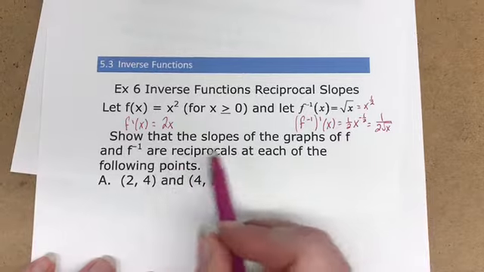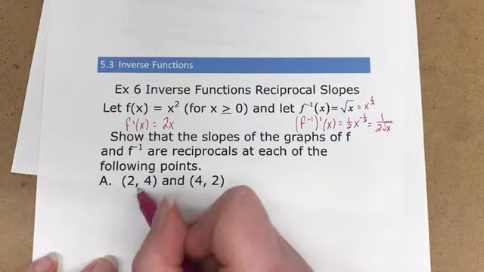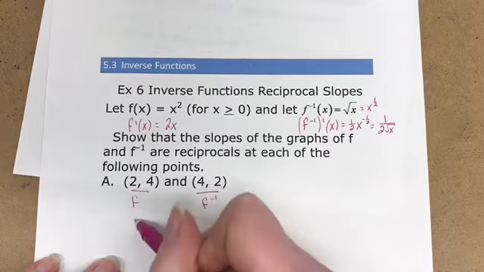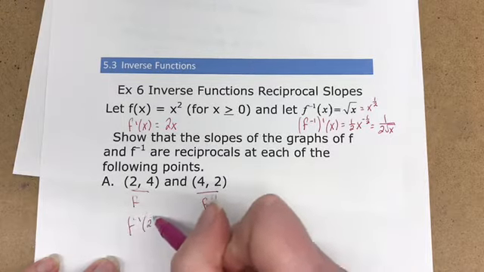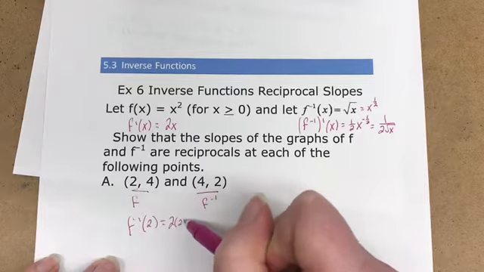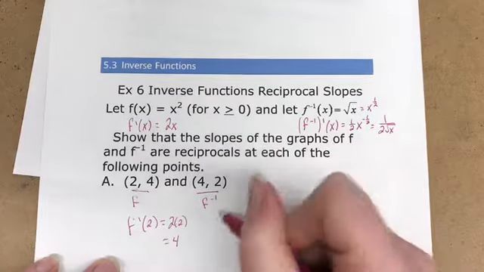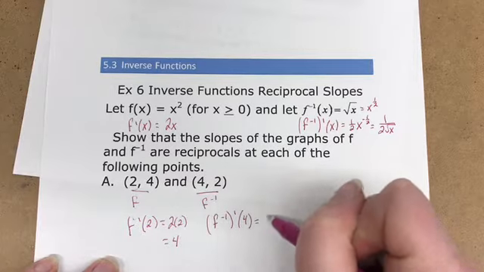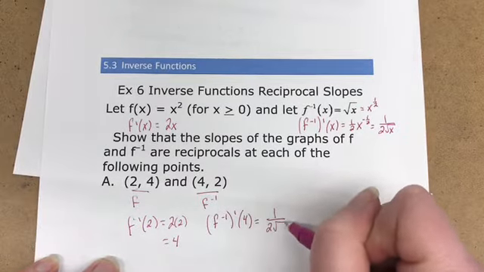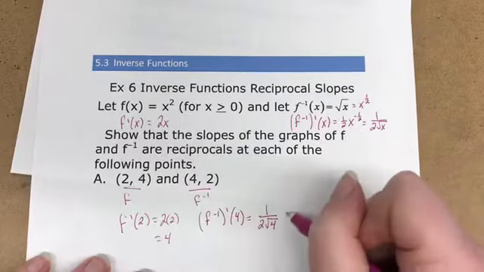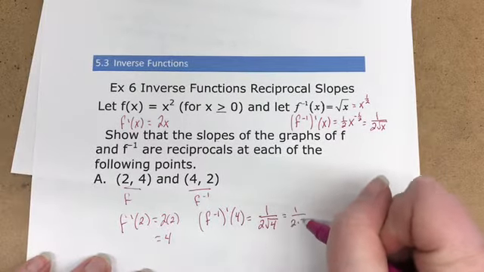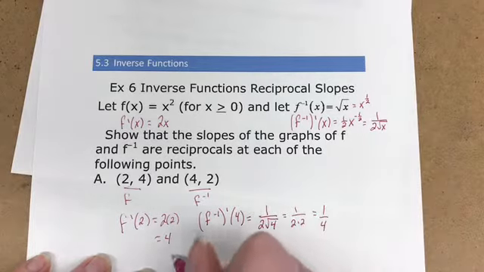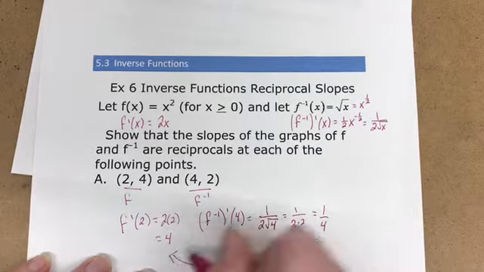So I want to show that they're reciprocals of each other. So this goes in for f, this goes in for f inverse. So f prime of 2 would equal 2 times 2, which is 4. And then f inverse prime of 4 would be 1 over 2 square root of 4. Well, the square root of 4 is 2, so I get 1 over 2 times 2, which is just 1/4. And these are reciprocals.